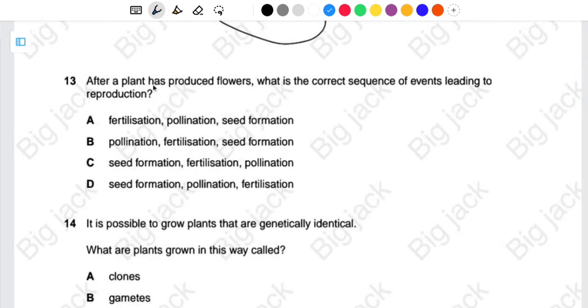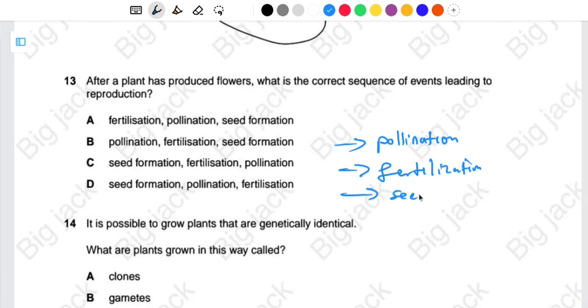Then after a plant has developed flowers, what is the correct sequence of events that leads to reproduction? The first one has to be pollination. It can be cross pollination, self-pollination, or whatever pollination, but pollination has to occur first, followed by fertilization. Then after fertilization, what comes next is seed formation. You can't form seeds without pollination, and you can't form seed without fertilization. So we have pollination, fertilization, and seed formation.